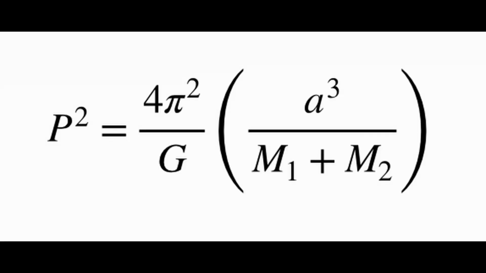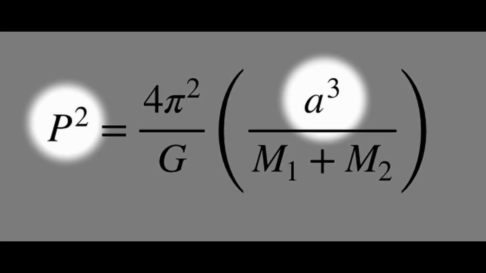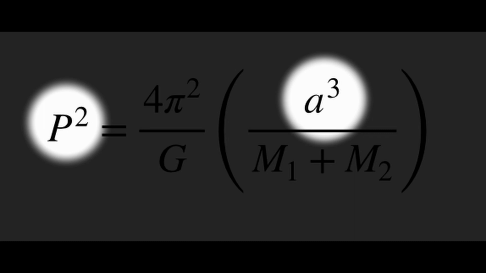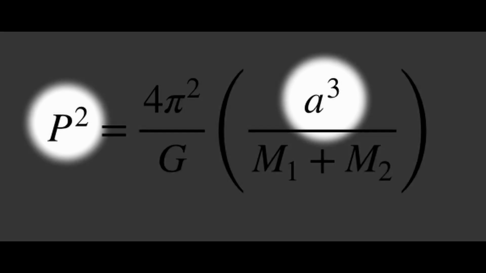Thirdly, we have the harmonic law, which states that the square of the orbital period of the planet is directly proportional to the cube of its average distance from the Sun. This law allowed Kepler to calculate the relative distance between the planets and the Sun.